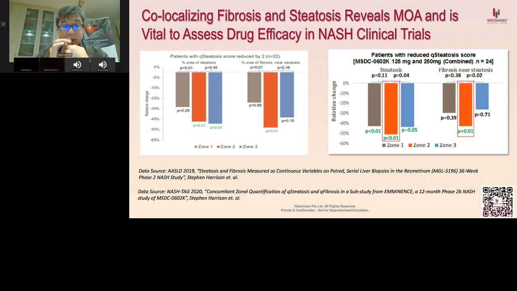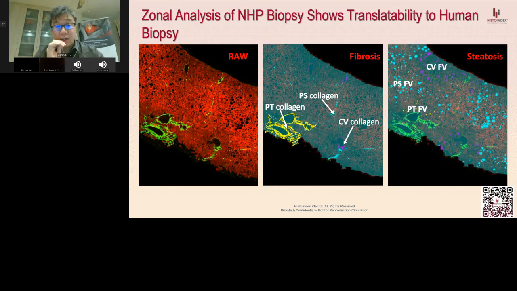Now, second last slide, this is showing the SHG and TP images of a biopsy from a non-human primate. So this is a monkey. It looks very similar to human biopsy with regards to the collagen profile and distribution of fat vacuoles in the various regions of the liver.